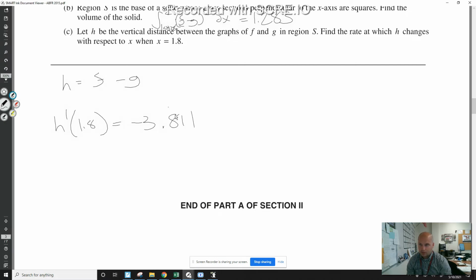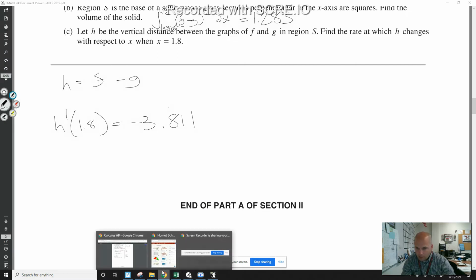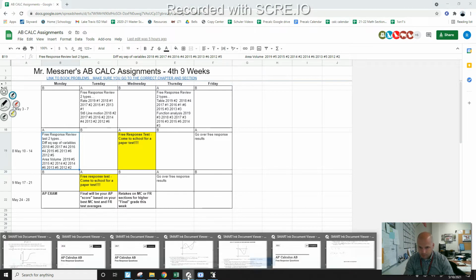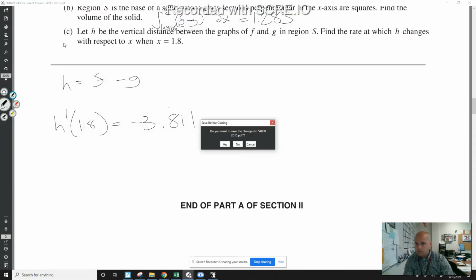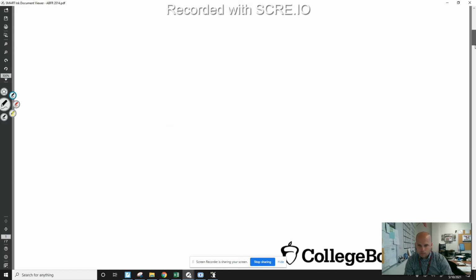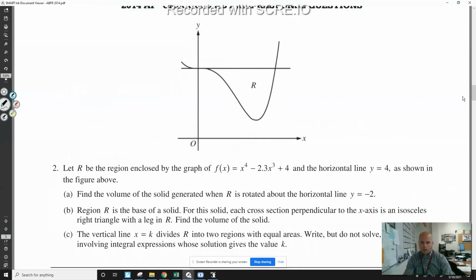I'm not doing so well so far. Next question. 2014, number 2. All right, we did this in class. It is a calculator question. It used to be guaranteed like a calculator question. No longer. They're applying it more. They're making it more difficult.